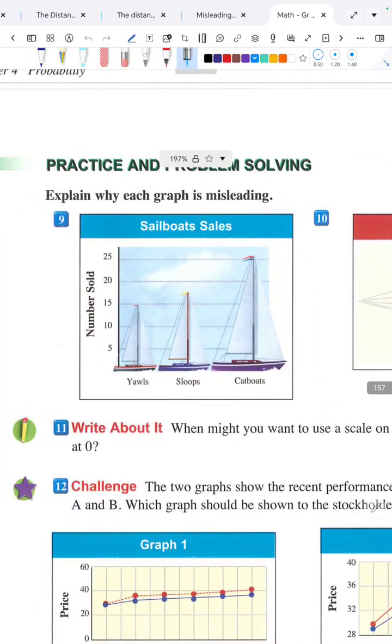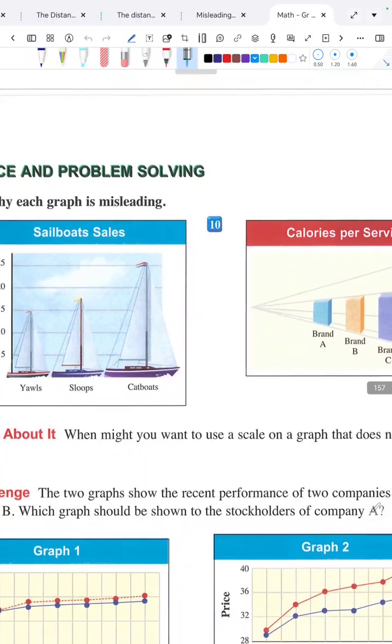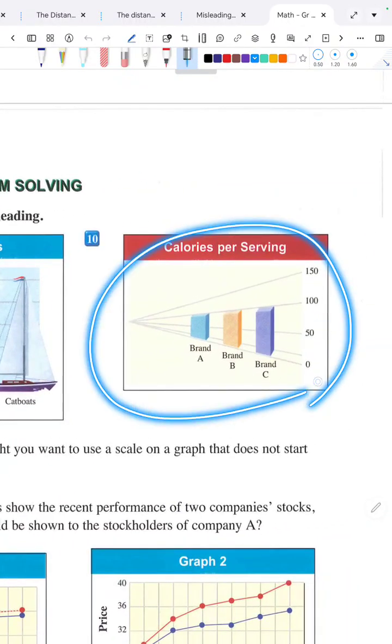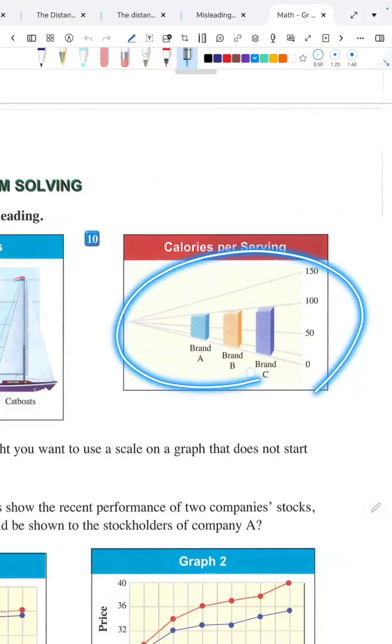Again, in this example, as you can see, it starts from 0 and important information is written. So what's the reason of misleading? You have to know what's the reason. Again, we have pictures, so it is different. Pictures are in different sizes. And this one, it's not real, it's in 3D shapes. That's why it is misleading.